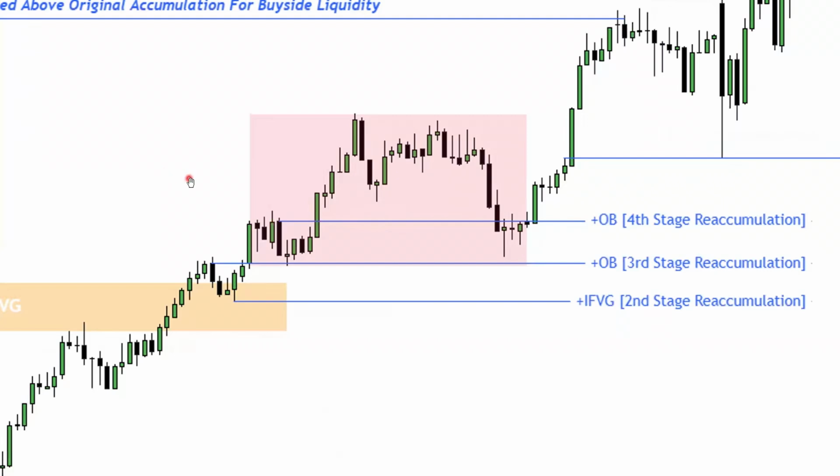Now the last point that has to do with the market maker model is the institutional order flow. Now, what's the institutional order flow? The institutional order flow is when the institutional levels hold price till the algorithmic liquidity is achieved. Now, what do I mean? Let me explain.